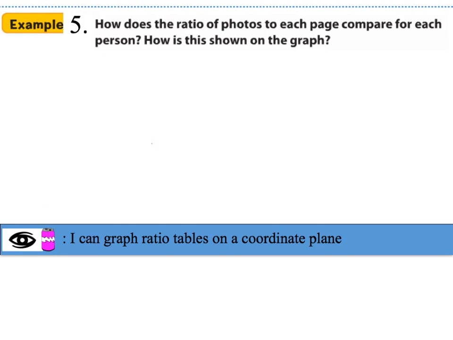For example 5, we're still using the problem that we completed in examples 3 and 4, but now they're asking us to take it a step further. They're asking us, how does the ratio of photos to each page compare for each person? How is this shown on the graph?